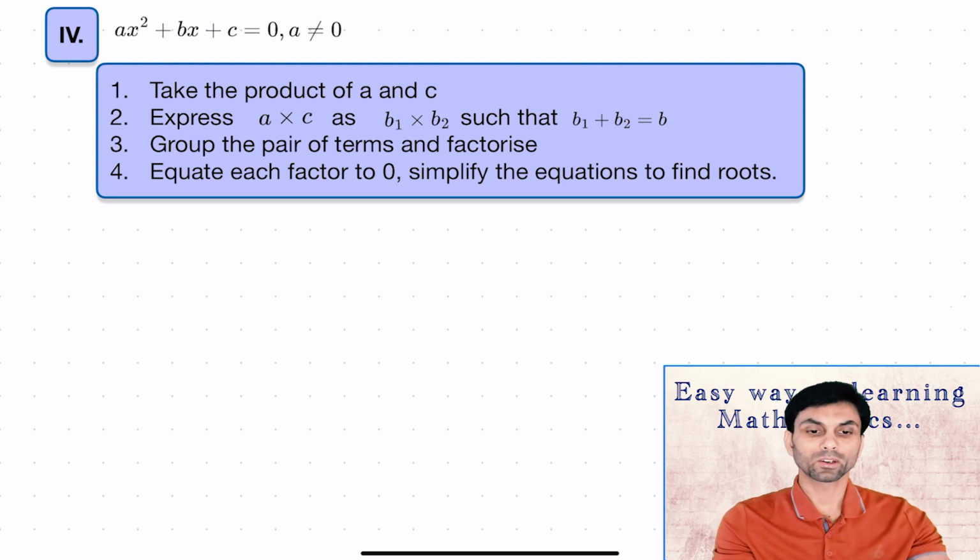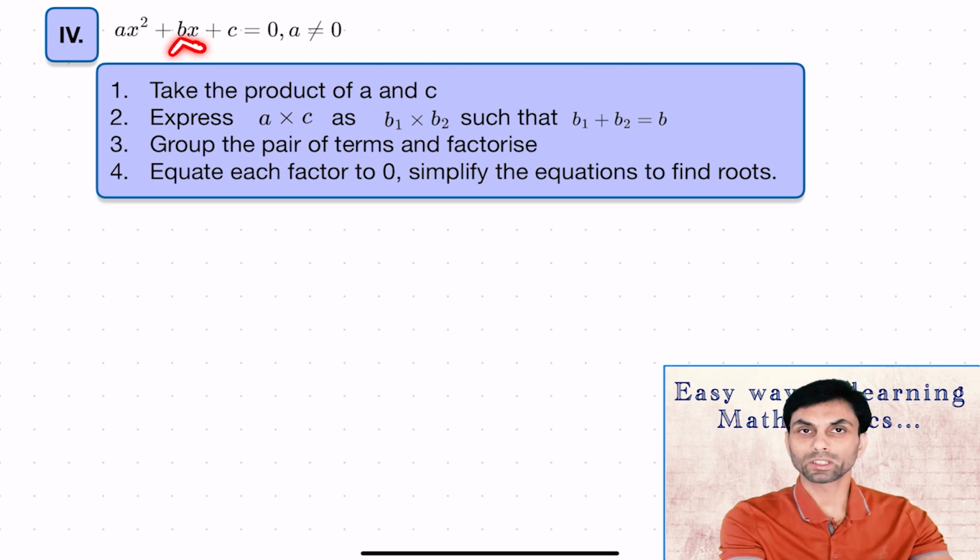So in that case, what we are going to do is we'll be taking the product of a and c, and then we will split the middle term, that is the coefficient of x, in two parts such that their sum should be equal to b, and b1 into b2 should be equal to a into c. Once we have got that b1 and b2 value, we will split the b into two parts, b1 and b2, and so we'll get four terms.